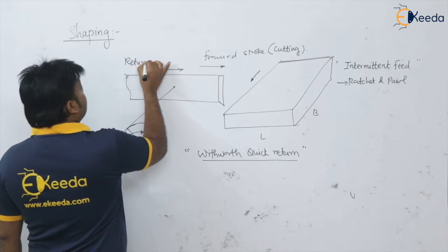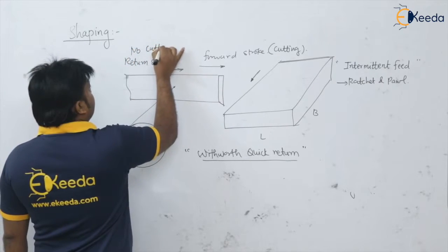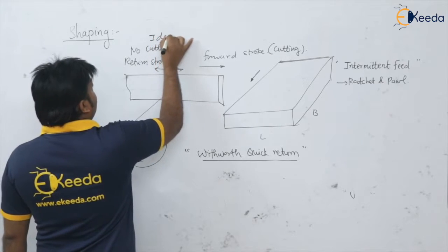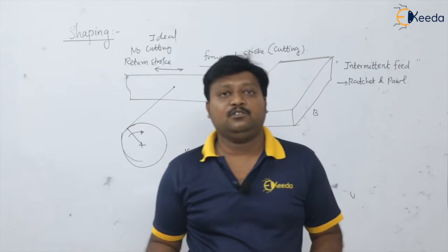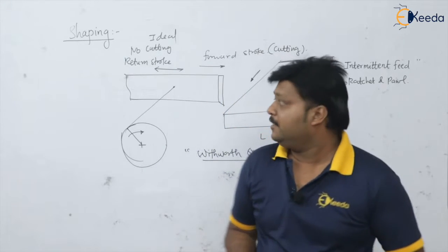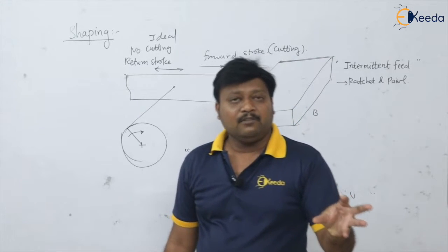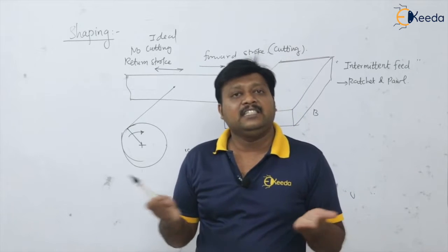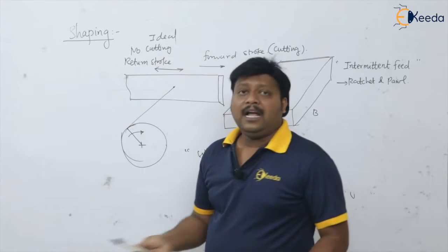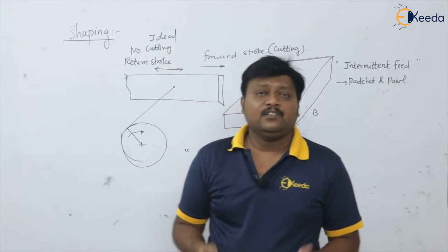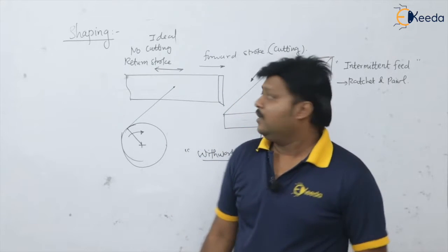During return stroke no cutting, so that is why it is idle stroke. If no cutting is there, then it should be the fastest stroke to minimize the machining time, isn't it? So for the forward stroke, whatever the cutting velocity required for the cutting operation, say VC is the optimum cutting velocity that we have for the forward stroke, and for the return stroke, as there is no cutting, it should be the fastest stroke to minimize the machining time.